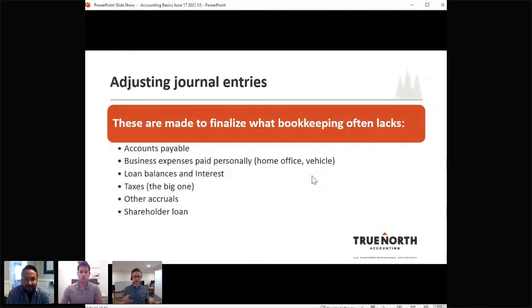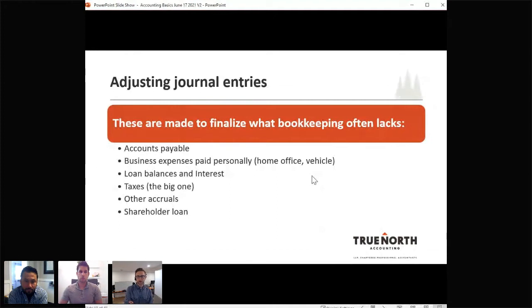So AJE is adjusting journal entries, and those are all the write-offs that accountants do to add to what bookkeeping has already been done, all those day-to-day things. Anything that didn't go through the bank or additional write-offs plus taxes, we'll go through all of those. So the main ones we'll go through is accounts payable, and we'll explain what that is, but that's part of accrual accounting versus cash accounting.